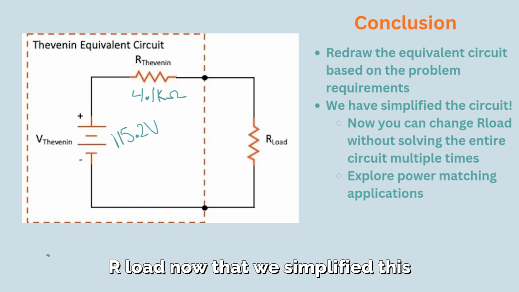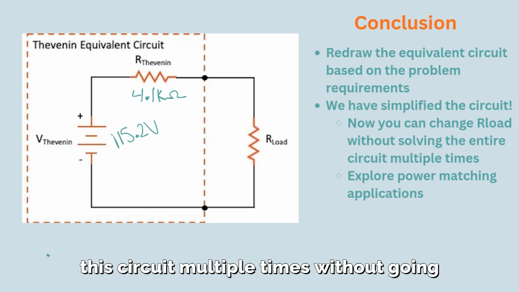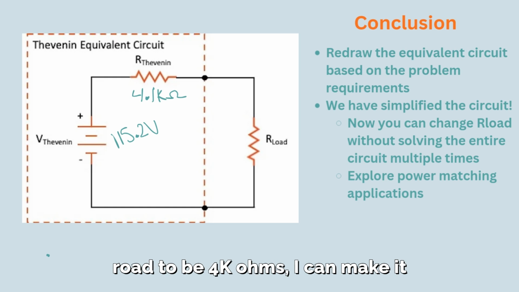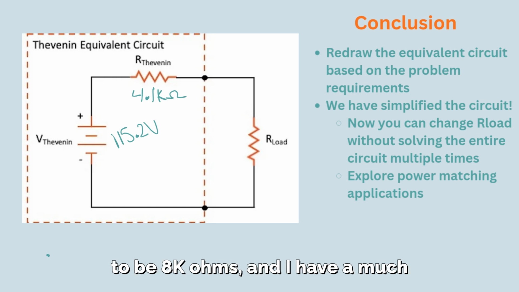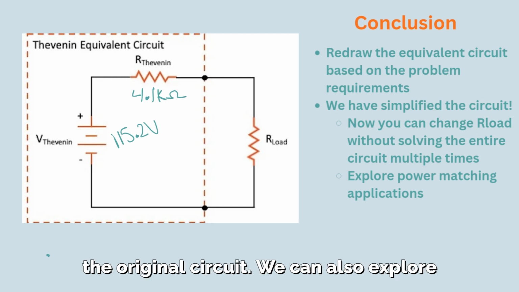Now that we simplified the circuit, we can change our load and solve this circuit multiple times without going through the entire process. I can make my R load to be 4 kilo ohms, I can make it to be 8 kilo ohms, and I'll have a much easier process instead of starting with the original circuit. We can also explore different power matching applications.